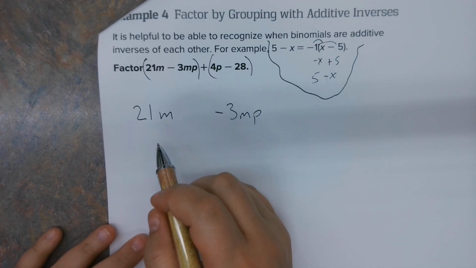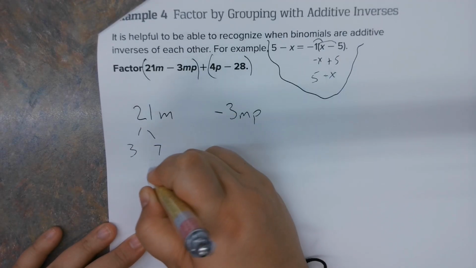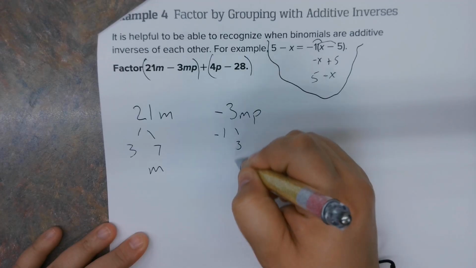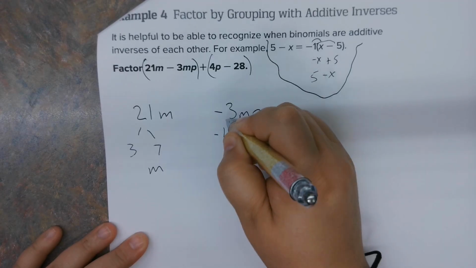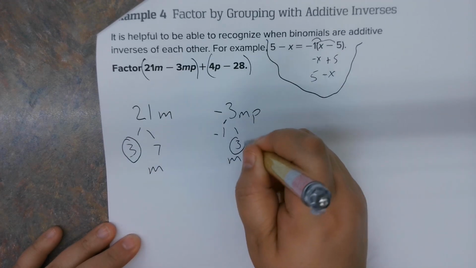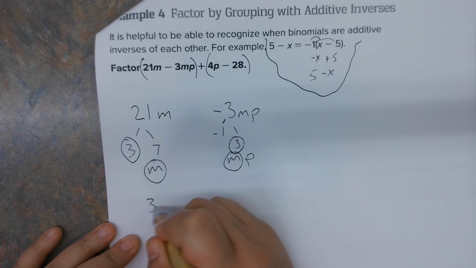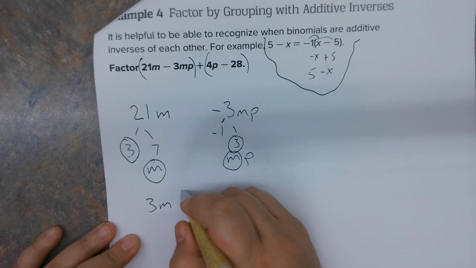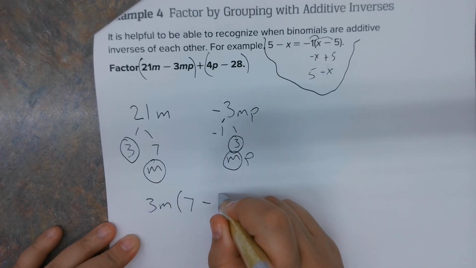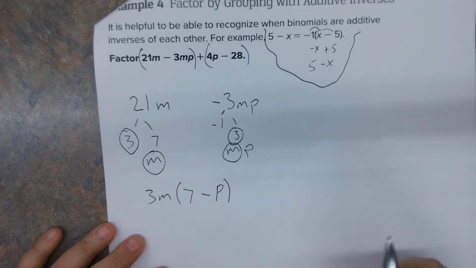Factor my 21, see if I have some numbers in there. 21 divided by 3 is 7. I've got an m. Negative 1, 3, m, and p. Okay, so I'm sharing a 3, and I'm sharing an m. So I'm bringing out 3m, and then I have 7 minus p. Okay, that's what I got over here so far.